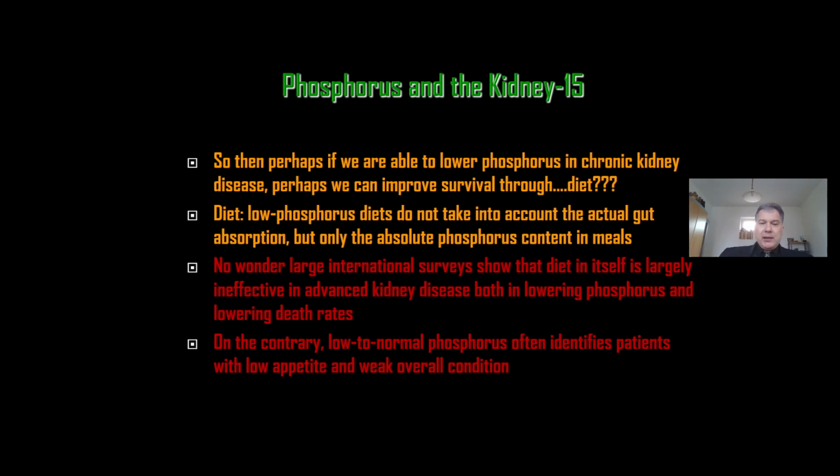So no wonder that large international surveys show that diet in itself is largely ineffective in advanced kidney disease, both in terms of lowering phosphorus and lowering death rates. On the contrary, what these surveys show is that when you have a low to normal phosphorus in advanced kidney disease, you tend to identify patients whose appetite is low, okay? And they are relatively malnourished. They don't eat enough, okay? So what you see here is diet is not a solution, really, at least in itself. And if you try to lower phosphorus with diet, well, you're not going to get much of a success.